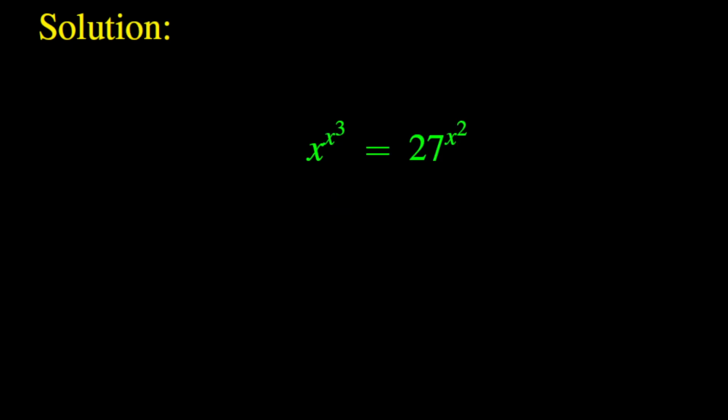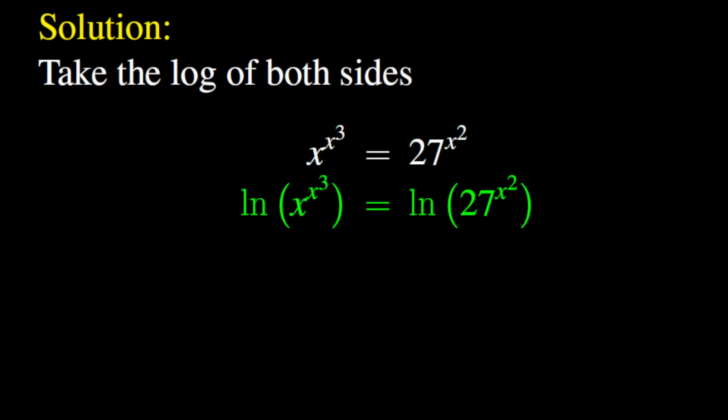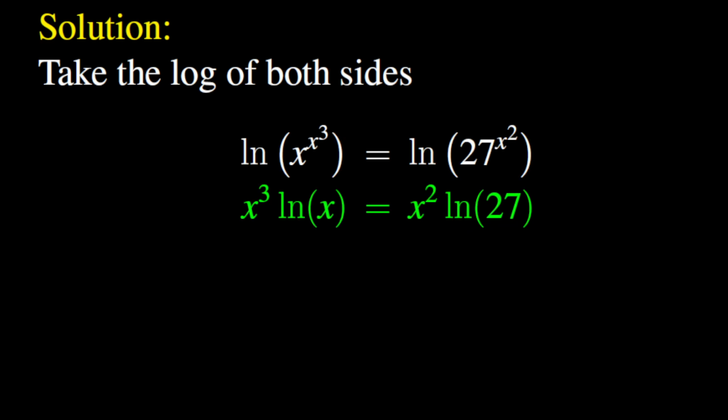Great. Let's see how we can approach this problem. Given that on both sides of the equation we have exponentials, the best way to start is to take the natural log of both sides. Using the fact that the logarithm and the exponential are inverse functions, we use the logarithmic function to simplify both sides of this equation. We take the natural log of both sides. This leads to x cubed times log of x equals x squared times log of 27. It is clear that this first operation has significantly reduced the complexity of the problem at hand.